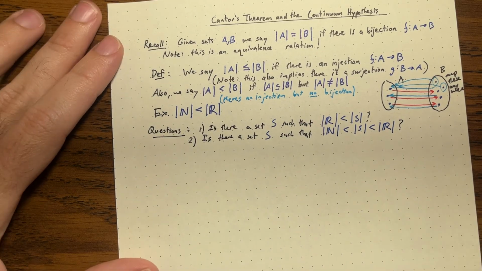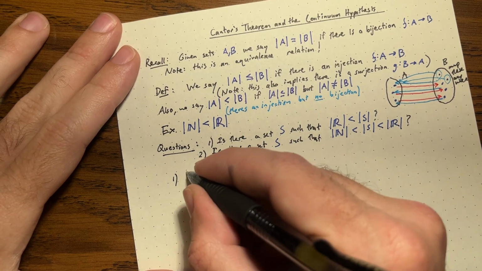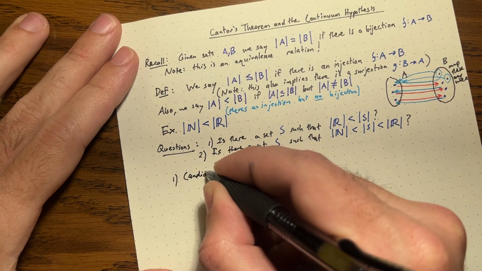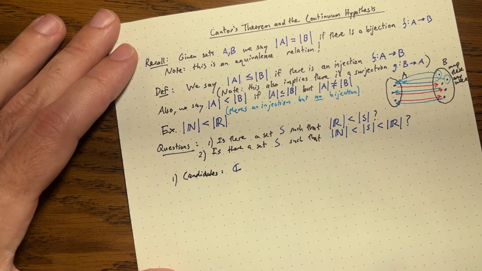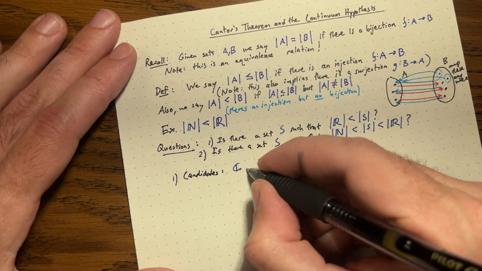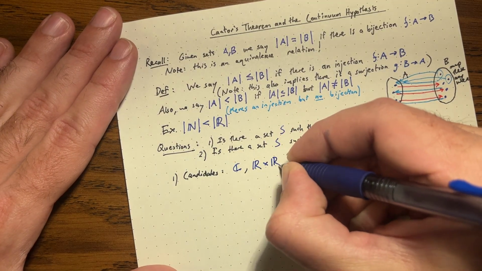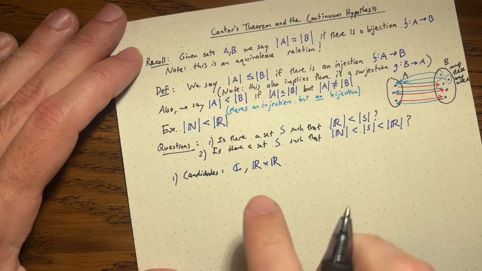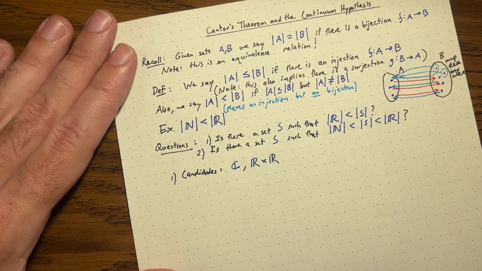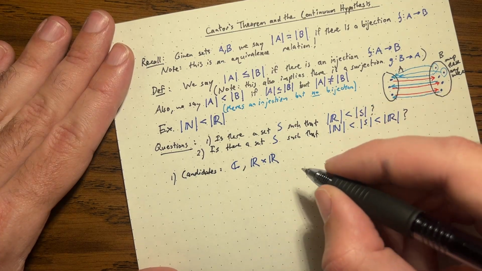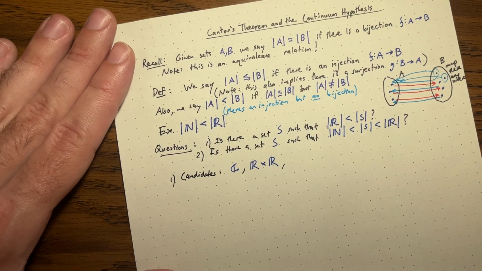Great. Let's try to tackle these questions. So the first one, what are some candidates? Let's try to imagine something bigger than R. How about the complex numbers? Or how about something like R cross R, the product of R with itself, so pairs of real numbers? Or what are other ways of getting something bigger than R? You could take the power set of R.